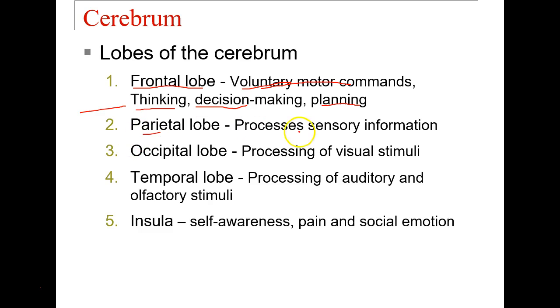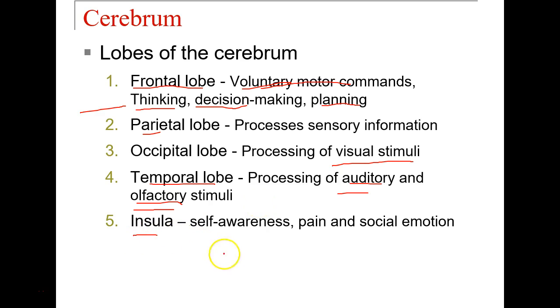Parietal lobe, we are processing sensory information. Parietal is going to be where we take in sensory information, we store that sensory information, and decide what to do with it. If we send it to the frontal lobe, if we send it somewhere else. Occipital lobe is visual stimuli, straightforward. Temporal lobe, we process auditory and olfactory stimulus. So this is going to be hearing as well as smell coming to the temporal lobe.